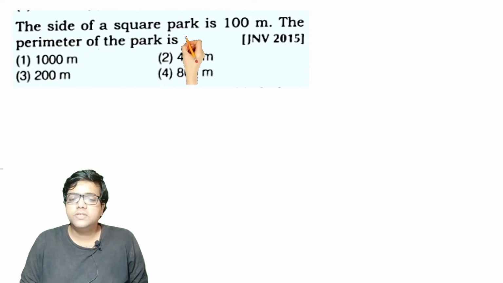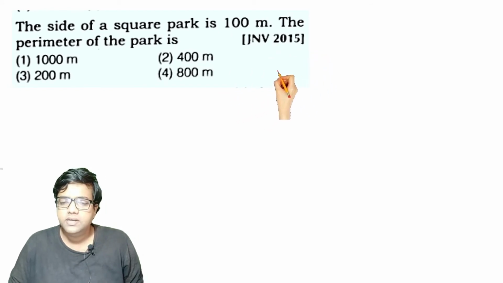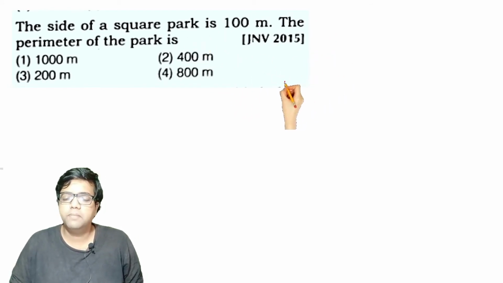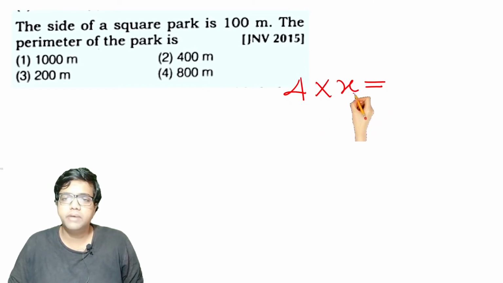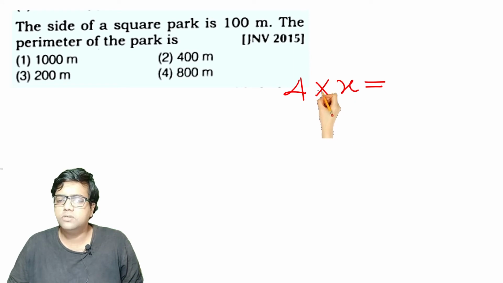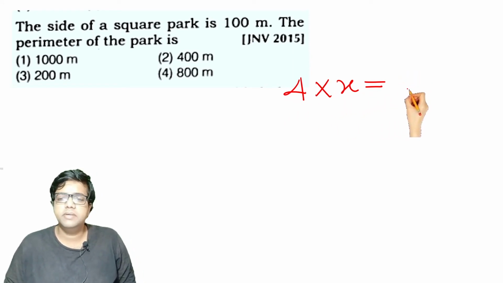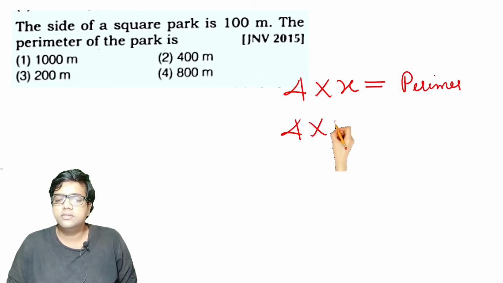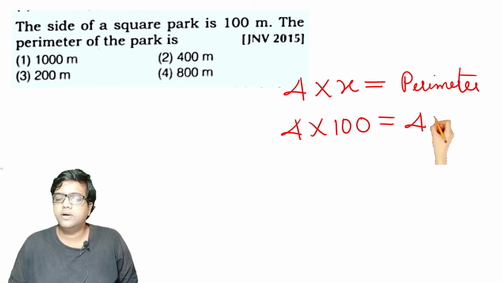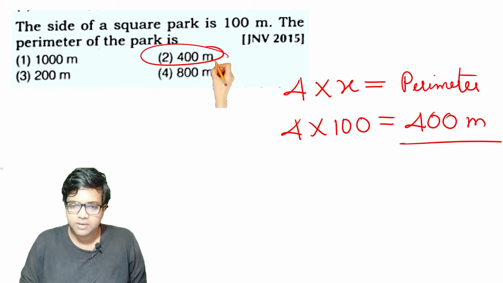The side of a square park is 100 meter. The perimeter of the park is what? We are given the side of the square park, and because it's a square, the perimeter formula is 4 into the length of the side. So what is the length of the square here? It is 100 meter. So it's very easy. 4 into 100 is 400 meter. So this is going to be the perimeter of the park. Option 2 is the right answer.